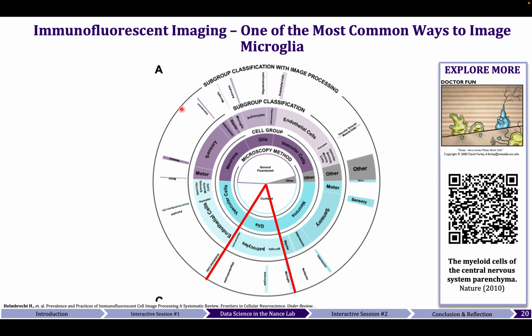But this outer ring includes data science and image processing. The number of papers that use microglia and confocal microscopy decreases to just this tiny sliver if you actually use data science. So my goal this summer is to train you to be data scientists so that in the future, some of these cell types will have way more papers and research done using advanced data science techniques to study those cells. If you want to learn more about myeloid cells of the central nervous system parenchyma, here's a fantastic paper from Nature.